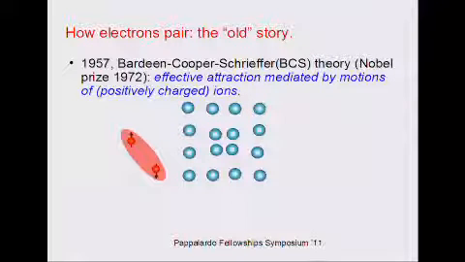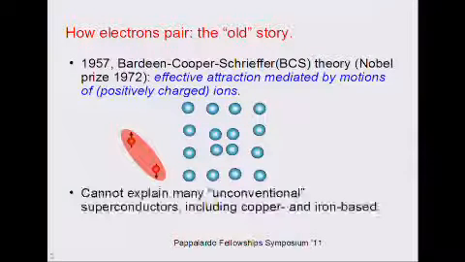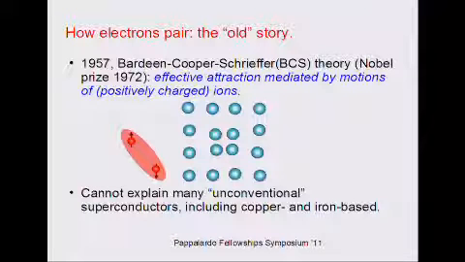As you can see, this effect, you can imagine, is usually very weak. It doesn't give you a very high transition temperature. And indeed, we know that this cannot explain the superconductivity for the so-called unconventional superconductors, including the copper and iron-based high-temperature superconductors. So we need some other theory. So what's the other theory? In the other theory, we only have electrons, but we know the electrons repel each other.